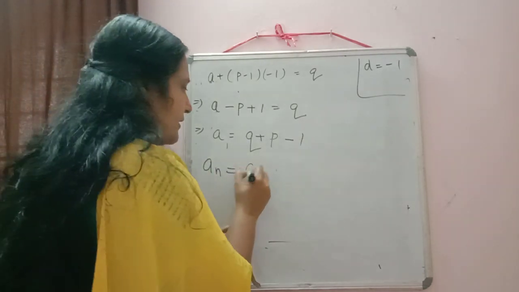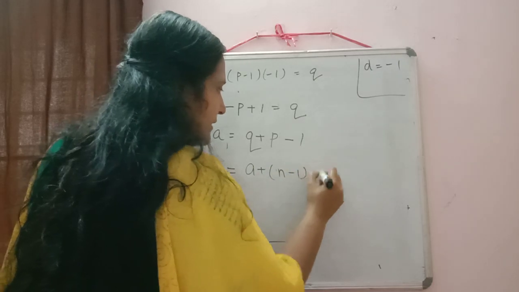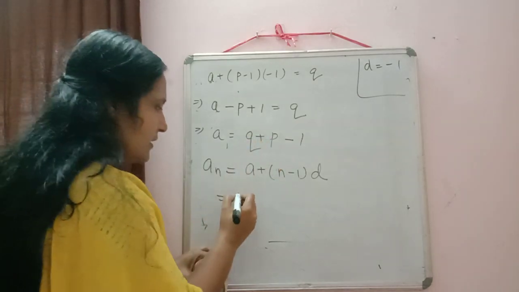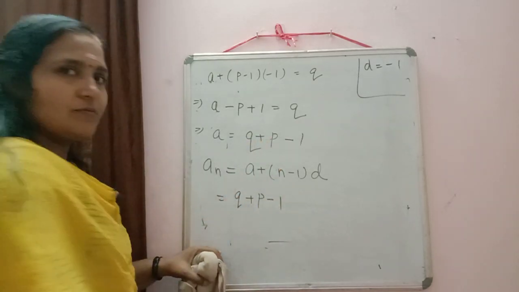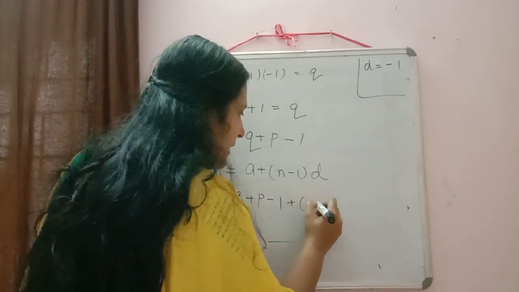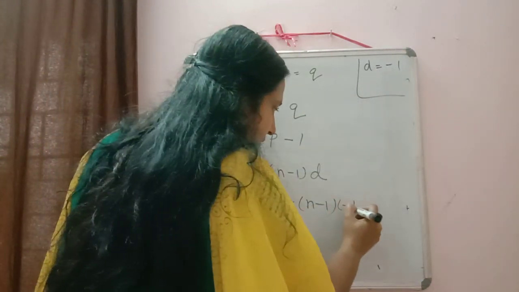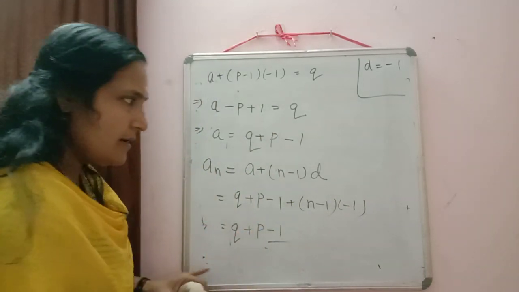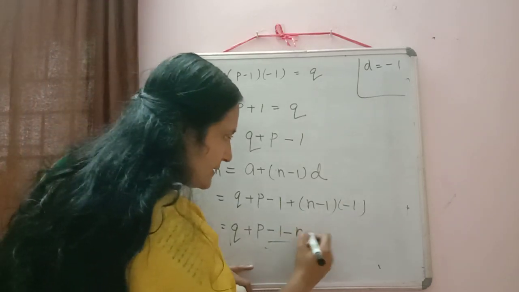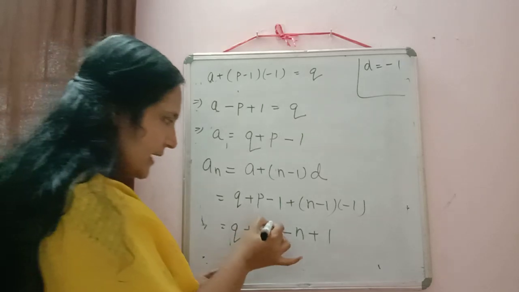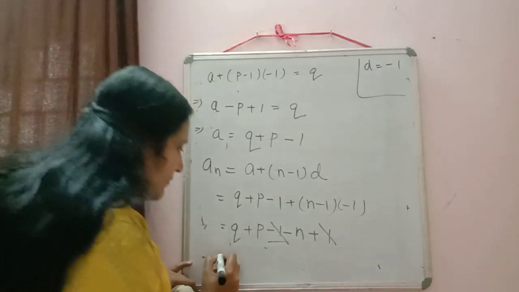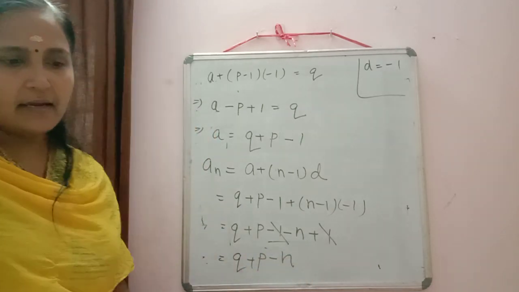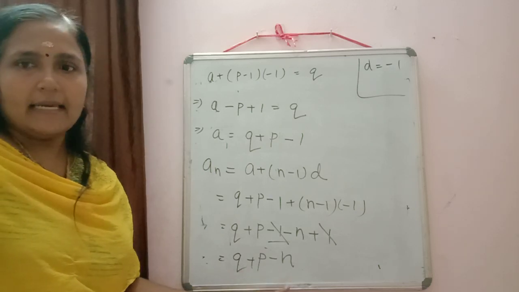So according to the formula it will be equal to A plus n minus 1 into D. Now substitute the value. A is equal to, we wrote here, Q plus P minus 1, plus n minus 1 into the value of D, which was equal to minus 1. So Q plus P minus 1, multiplying it by the negative sign, so minus n plus 1. Minus 1 and plus 1 will get cancelled. We will get here Q plus P minus n. This only we have to prove there. The nth term is P plus Q minus n.